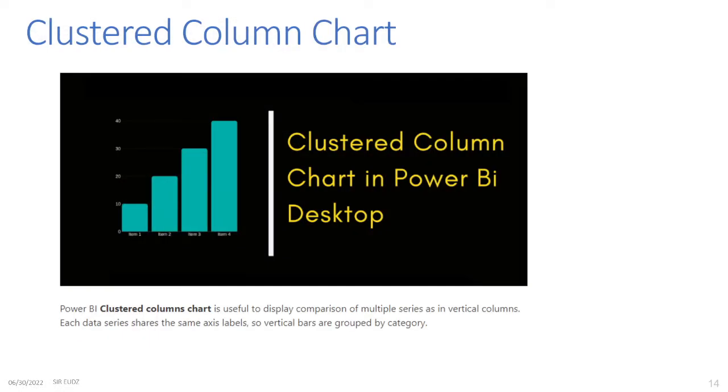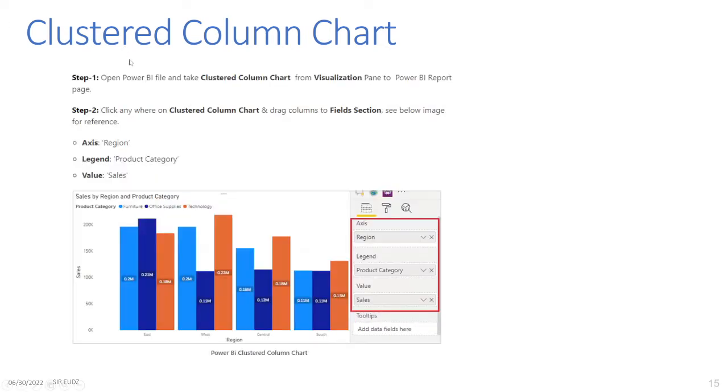Clustered column chart. Power BI clustered column chart is useful to display comparison of multiple series as in vertical columns. Each data series shares the same axis labels, so vertical bars are grouped by category. So steps to do this, we open the Power BI file and take cluster column chart from visualization pane to Power BI report page. So we're going to use the same data as the previous examples.